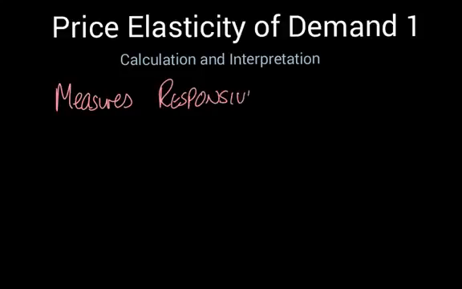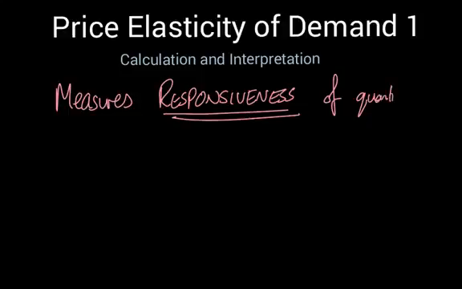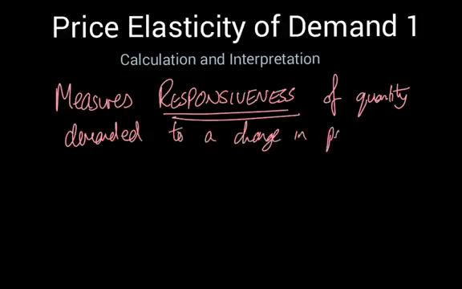So price elasticity of demand is measuring the responsiveness of quantity demanded to a change in price. Now, if you remember, we saw earlier on with demand that it has an inverse negative correlation with price. That means when the price of something goes up, demand for it will fall. So what we're talking about here is how much demand will actually change when the price changes.